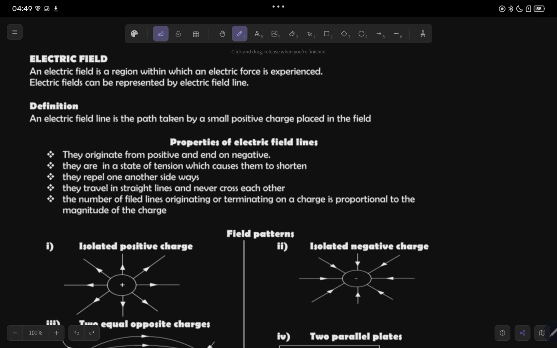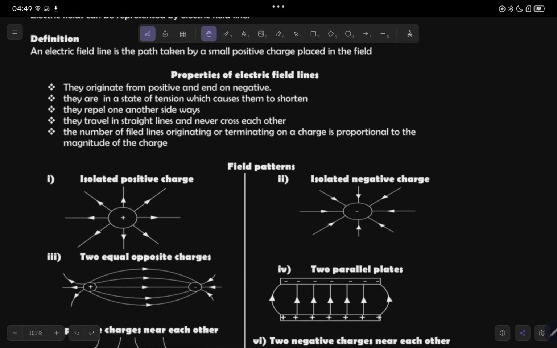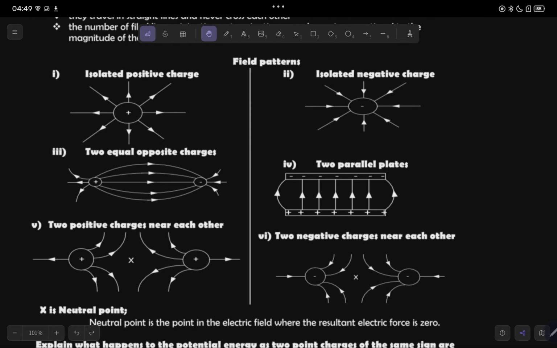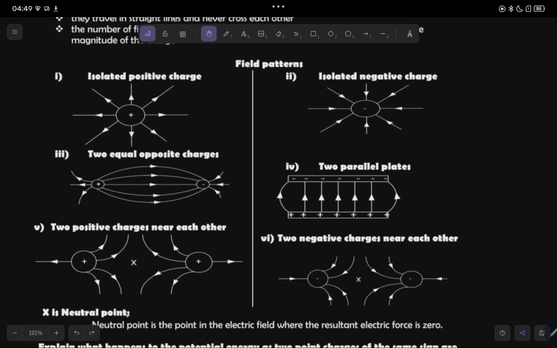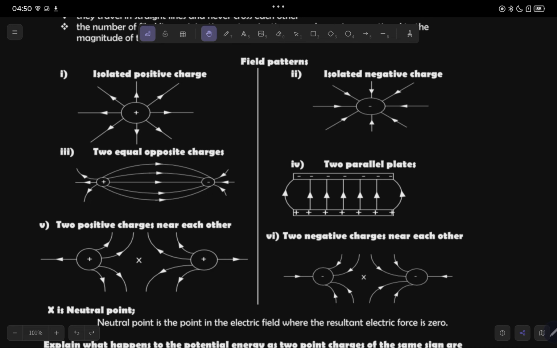Then we have electric field patterns. And here we have taken interest in 6 of them. One is the electric field pattern of an isolated positive charge. As you can see, electric field lines are originating from it, pointing outwards. Then for the negative charge, electric field lines terminate at it. Then we have 2 point equal but opposite charges. You can see electric field lines originate from the positive charge and terminate at the negative charge. That is key in drawing the electric field patterns due to 2 equal but opposite charges.